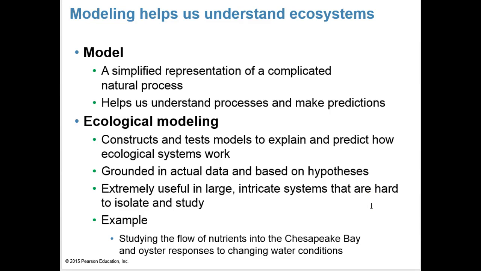Models help us understand ecosystems. A model is a simplified representation of a complicated natural process. They help us understand processes and help us make predictions when we're trying to do the process of science.